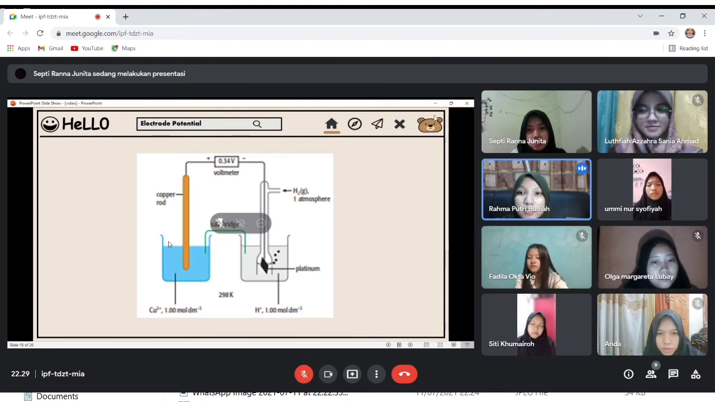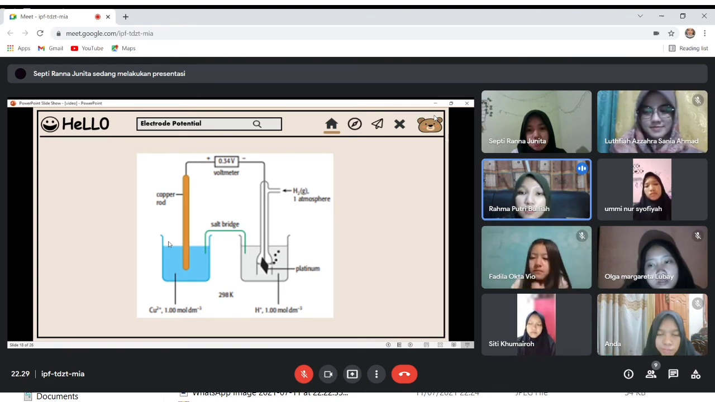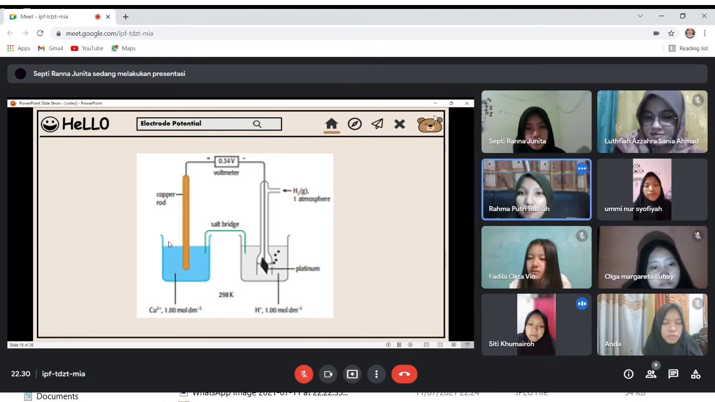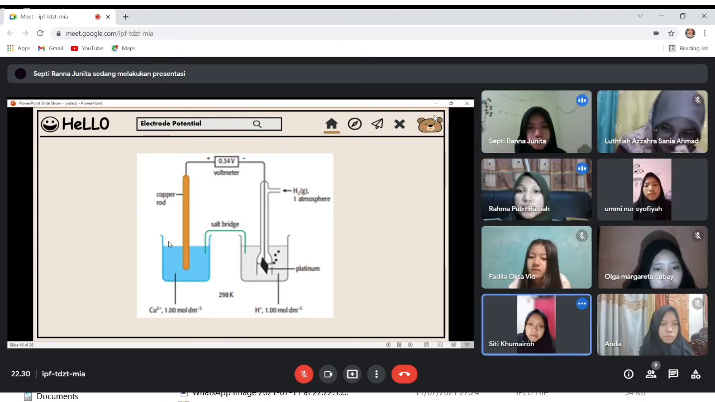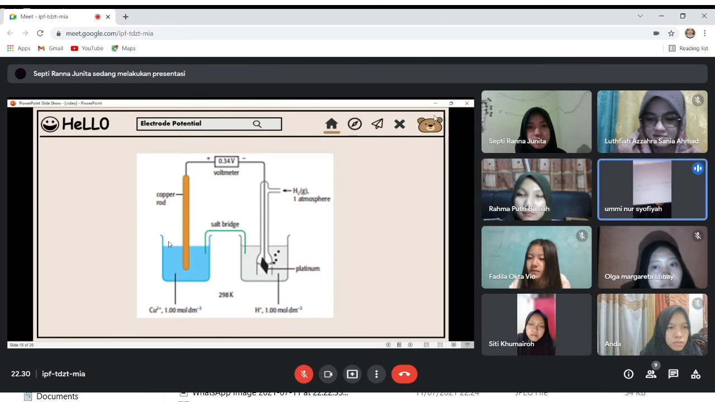When the electrode potential is negative, the more difficult it is to reduce the ions. Because copper is reduced, the standard potential value for a copper half cell is bigger than hydrogen. Very good. Therefore, the more positive the electrode potential, the easier it is to reduce the ions. Do you understand? Yes, Miss. Okay, if you understand, please write the reaction in your notes.